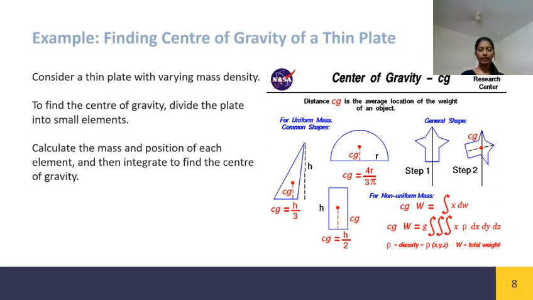So for example, finding the center of gravity of a thin plate. Consider a thin plate with varying mass density. To find the center of gravity, divide the plate into small elements. Calculate the mass and position of each element and then integrate to find the center of gravity.